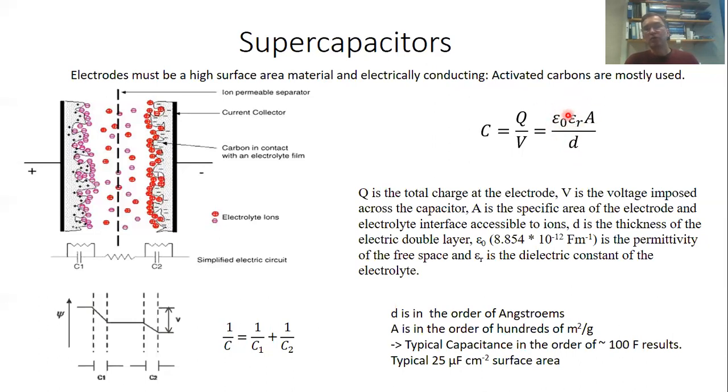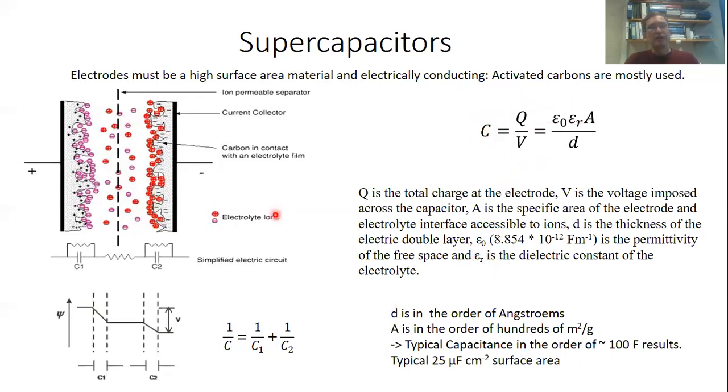Okay, so now what is in this case the dielectric constant of the dielectric? In this case, the dielectric constant is determined by the dielectric constant of the electrolyte. So the dielectric constant of the vacuum is multiplied by the dielectric constant of the electrolyte, and the combination of the two then contributes to the overall capacitance.